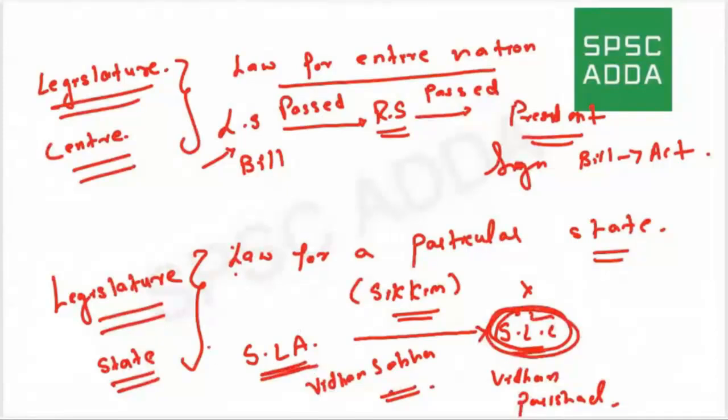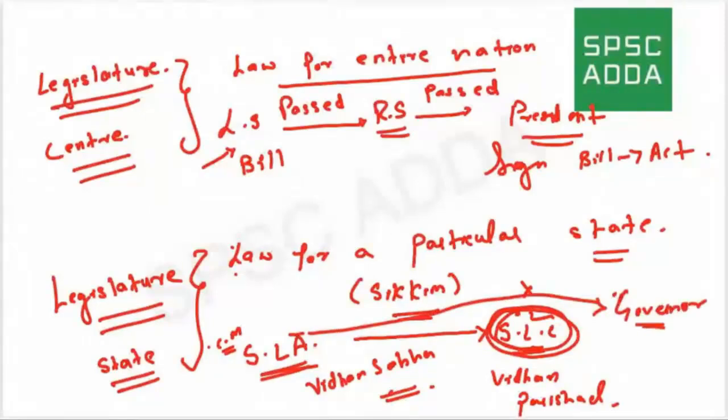Here your CM and the leader of opposition sit. Then I'll answer Umesh's question and Brijesh's question in a few moments. Just give me one moment. For example, if Sikkim does not have a state legislative council, the bill will go directly after the state legislative assembly to the governor of the state, and the governor signs it. The bill will become an act.